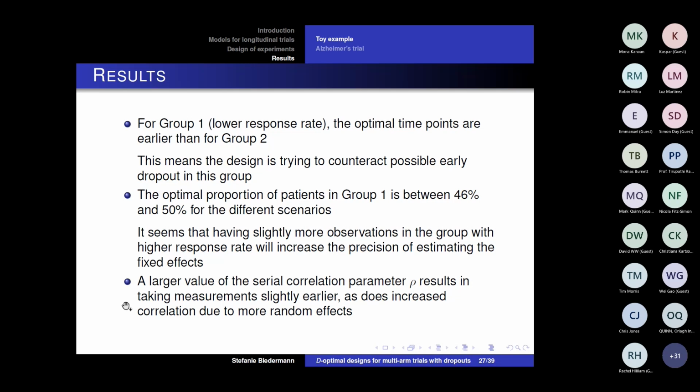Okay, then another observation. I think I mentioned that as well. A larger value of the serial correlation parameter rho will result in taking measurements slightly earlier, as does increased correlation due to more random effects in the model.